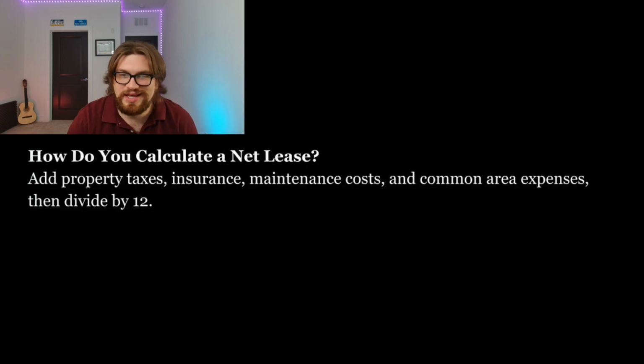So one question I do get asked all the time is how specifically the math works behind these net leases. Lessors can calculate a net lease by adding property taxes, insurance, maintenance costs, and common area expenses, then dividing by 12. This provides the monthly cost. In properties with multiple tenants, lessors add the monthly cost to the monthly rental rate per square footage. Then they multiply the number by square feet for each tenant that is leasing it.